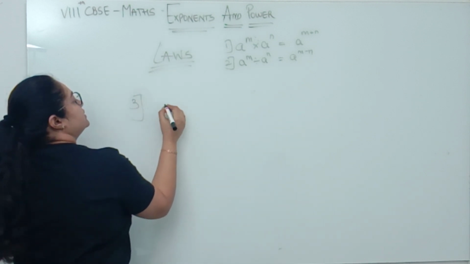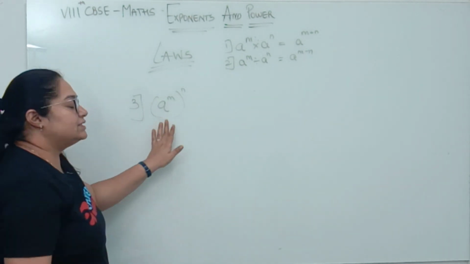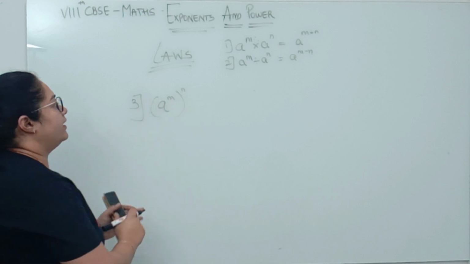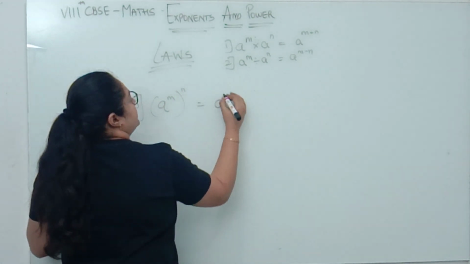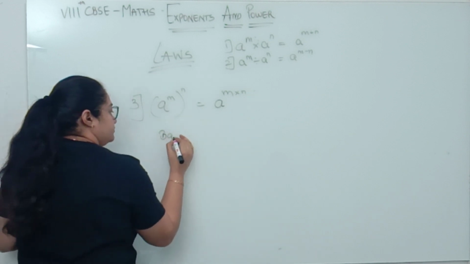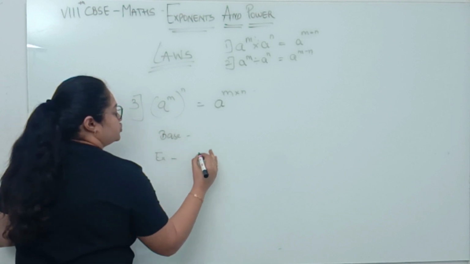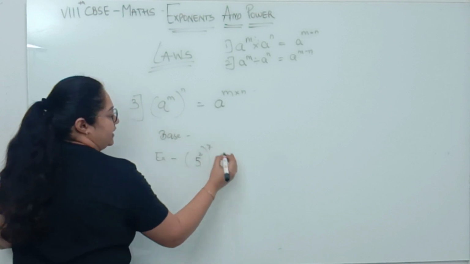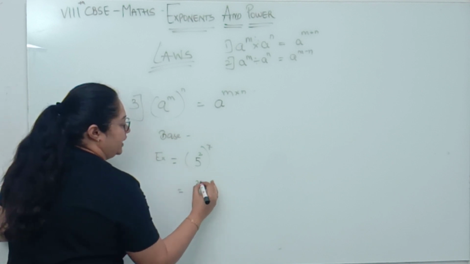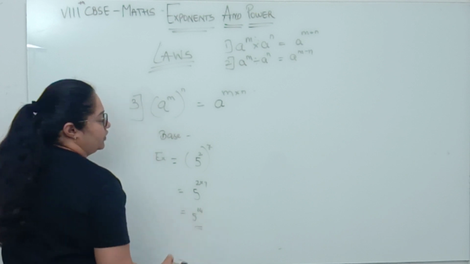The third law is of a raised to m, the whole raised to n. How is this law read? a raised to m, the whole raised to n. That is a raised to m into n. Write the base. Example: 5 raised to 2, the whole raised to 7. So what are you going to do? 5 raised to 2 into 7 is equal to 5 raised to 14.